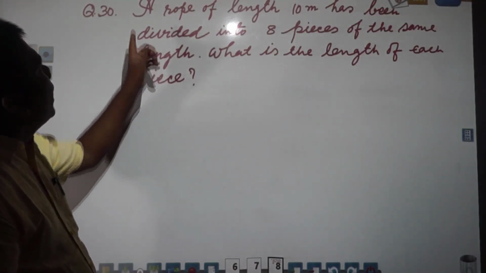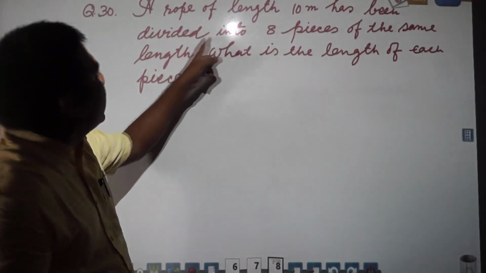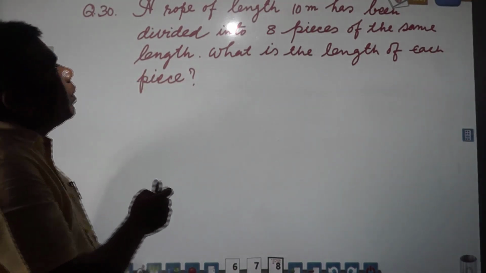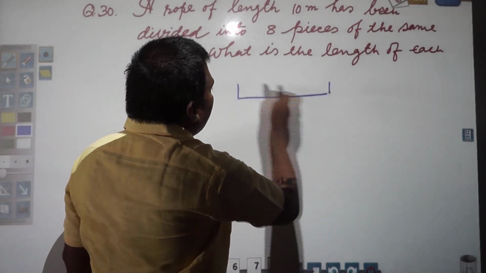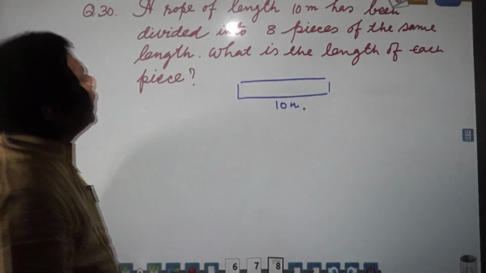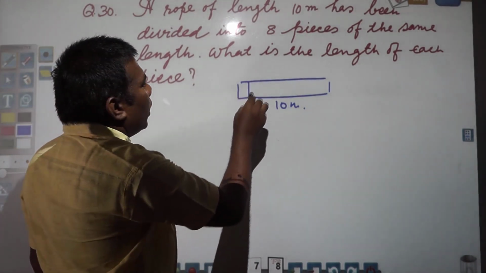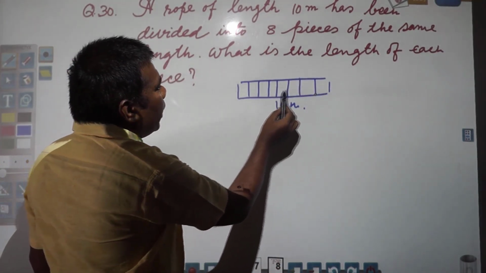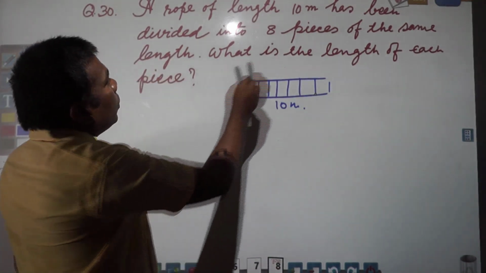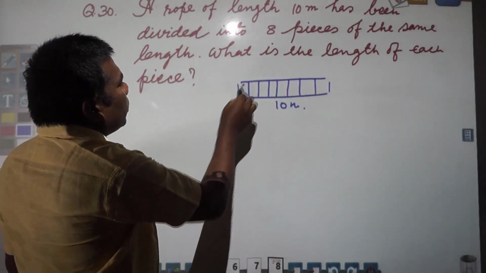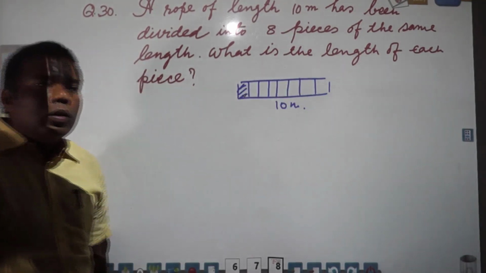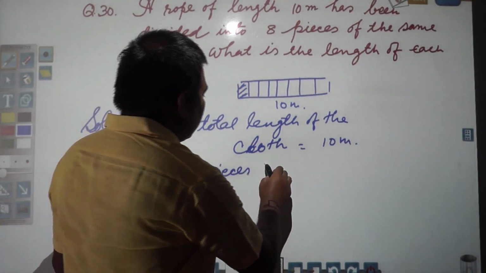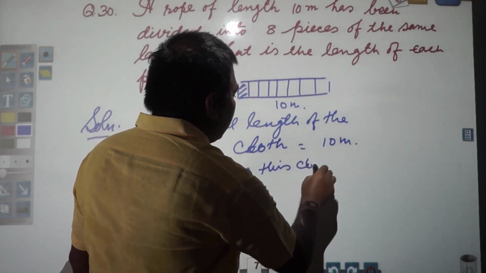Next we have a rope of length 10 meter that has been divided into 8 pieces of the same length. What is the length of each piece? Suppose this is 10 meter, and that has been divided into 8 pieces. 1, 2, 3, 4, 5, 6, 7, 8 pieces we got. Got it? So what is the length of each piece? So you have to find out the length of each piece.